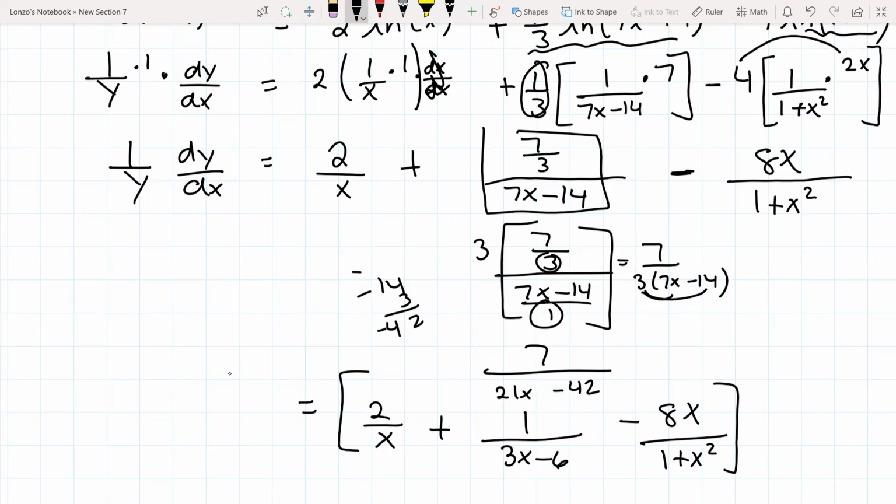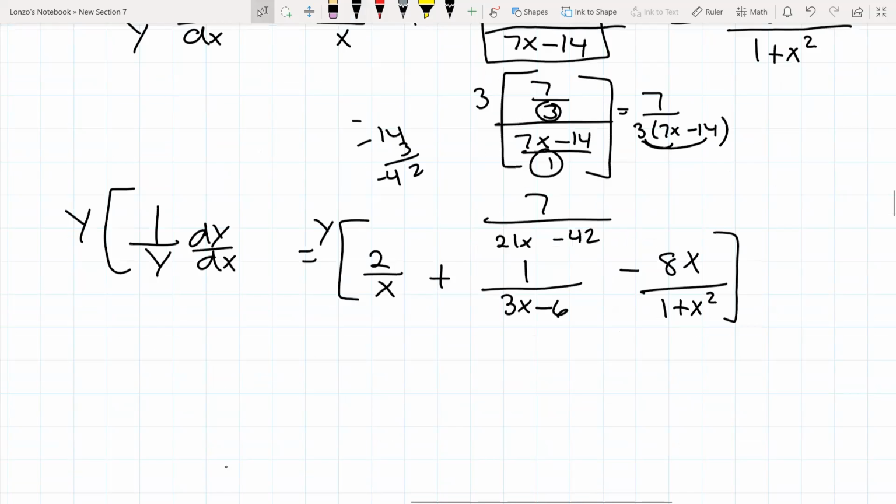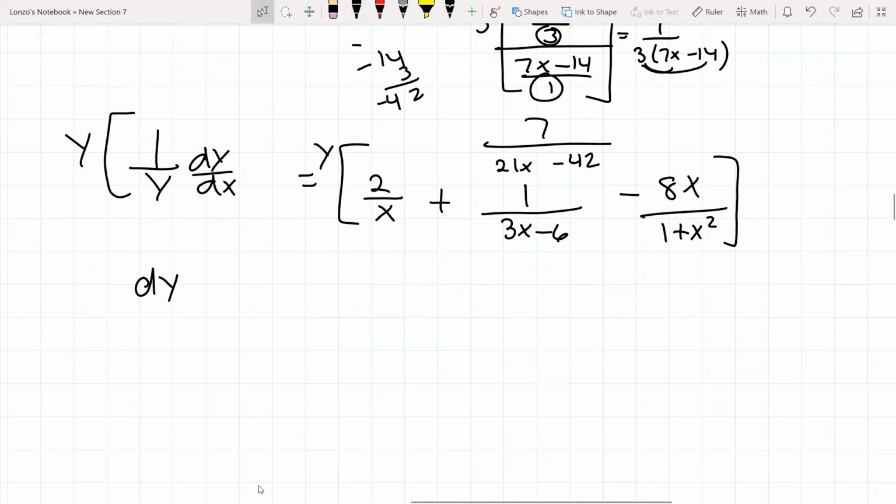And then we have 1 over y dy over dx. So what you want to do is solve for dy dx. To do that, you're going to multiply both sides by y, here and here. So when you solve for it, you're going to get dy over dx equals y.